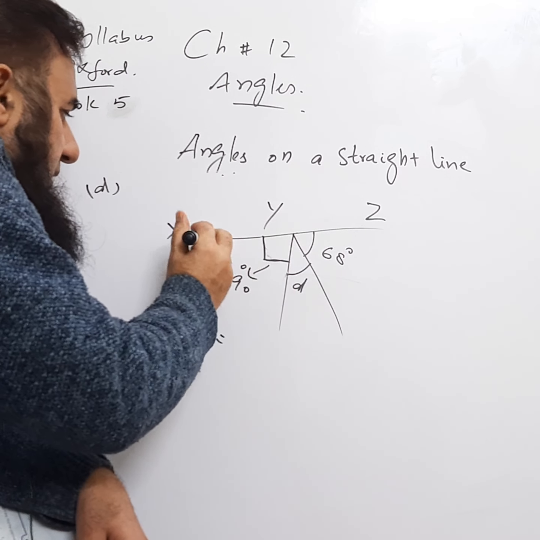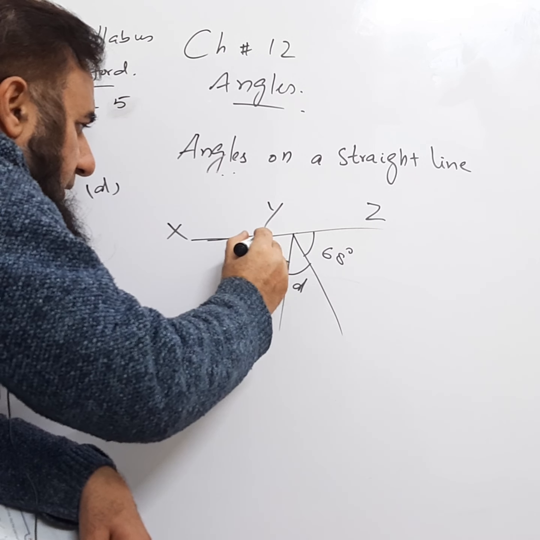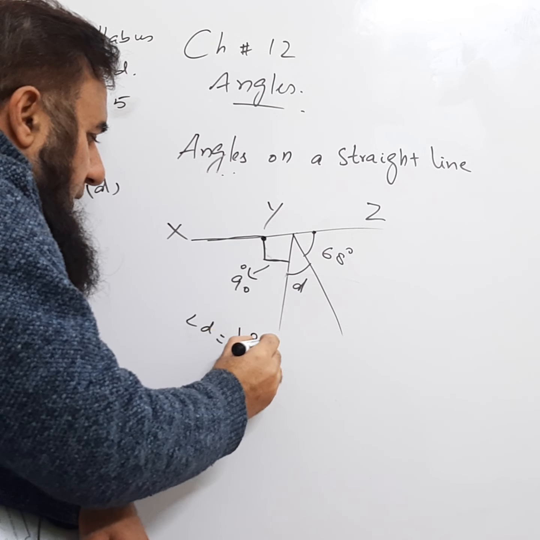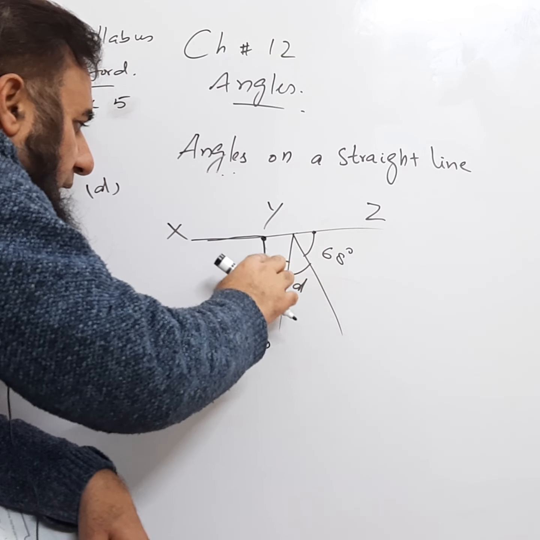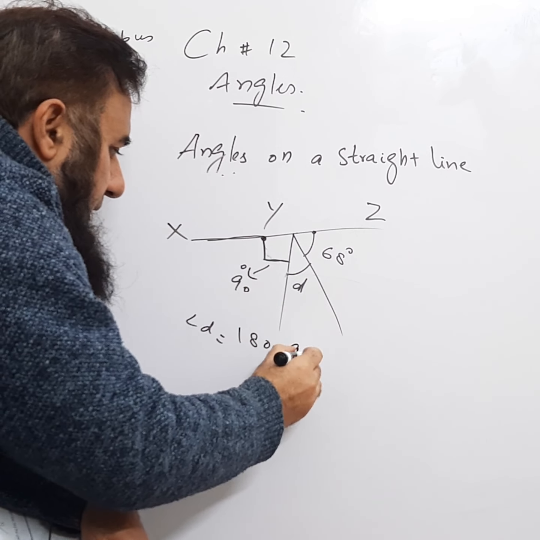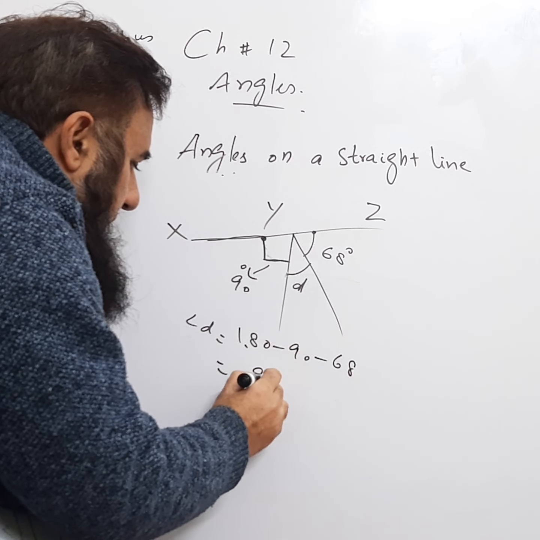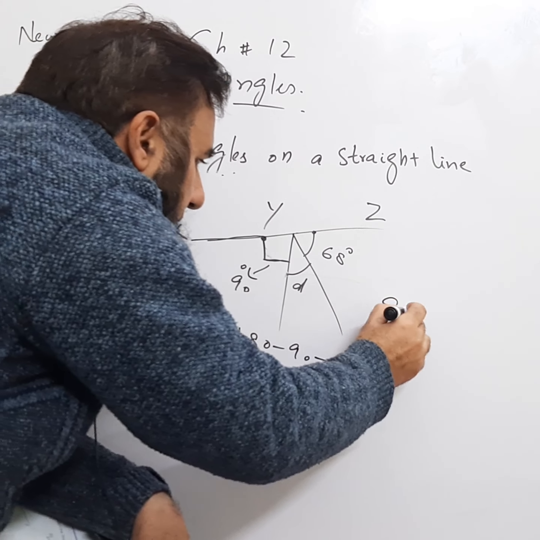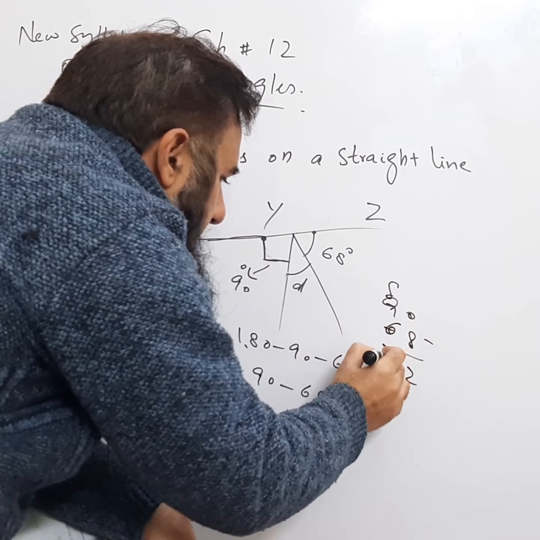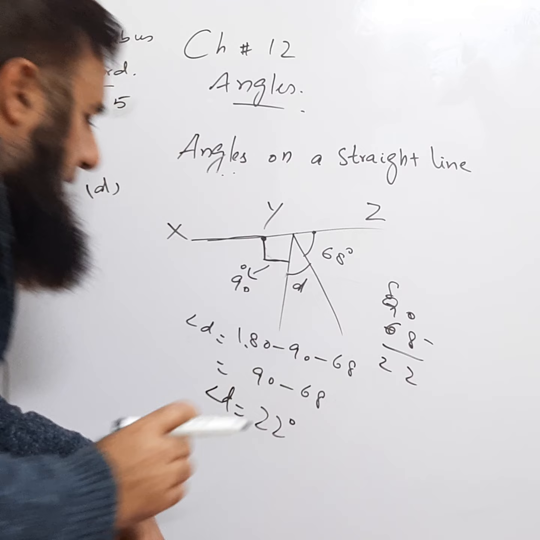We know that this is a straight line XYZ. So this angle from here to here is a semicircle, which is equal to 180. So to find out D, from this 180 we will deduct 90, and also we will deduct 68. 180 minus 90 is 90, minus 68 is equal to 22. So 22 degrees is angle D. This is our answer.